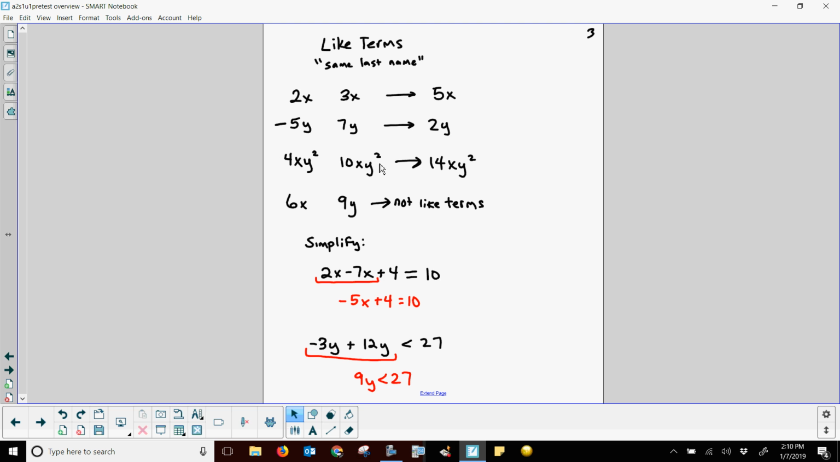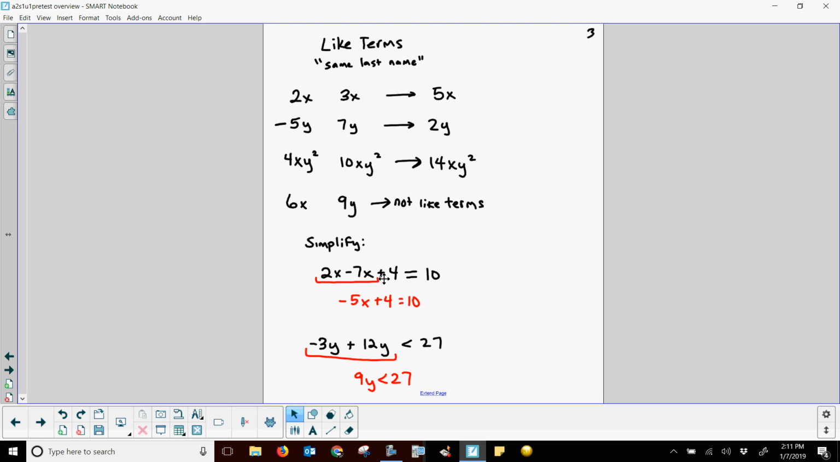4xy squared and 10xy squared. Well, as long as xy squared matches xy squared, then 4 and 10 make 14, and I just make 14xy squared. 6x and 9y. Well, this says x and this says y. This is 6 bananas, this is 9 apples. I really just have 6 bananas and 9 apples. I don't really have 15 of anything. You can call them 15 fruit, but fruit is not represented by one of these variables.